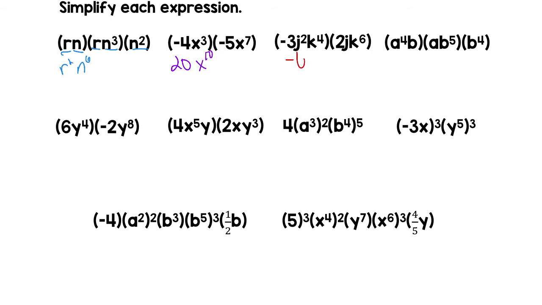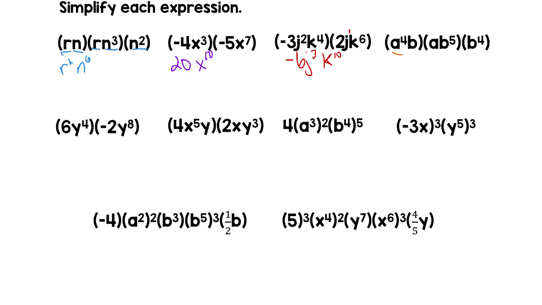-3 times 2 is -6. j squared times j to the 1st is j cubed. k to the 4th times k to the 6th is k to the 10th. Name of the game is adding our exponents.